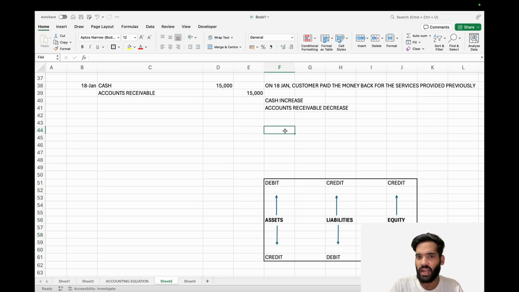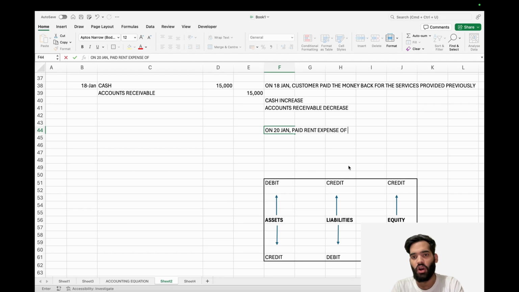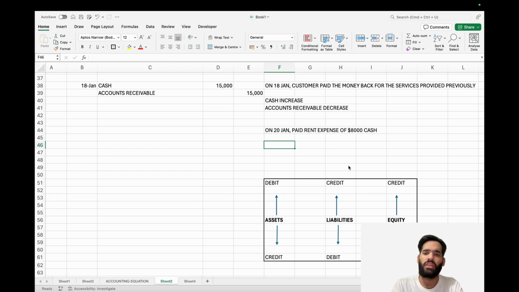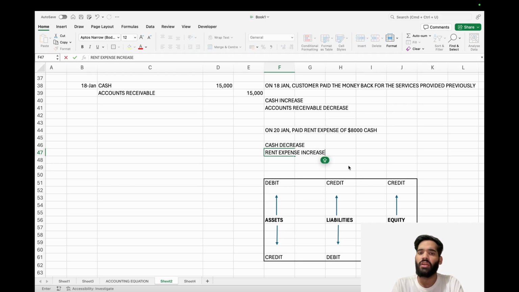Now, a last transaction that I would really encourage you to know about. Let's say on 20th of January, paid rent expense of $8,000, let's say cash. So conceptually, we know what will happen here. Cash will go down since I'm paying money, and my rent expense will increase. Again, you might say, why are we not just calling it expense? Because expenses in business are many different types. There's a rent expense, the advertisement expense, salary. So it is better to specify which expense happened, again just to keep track of things separately, right?